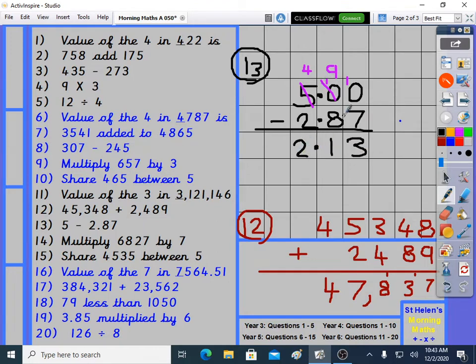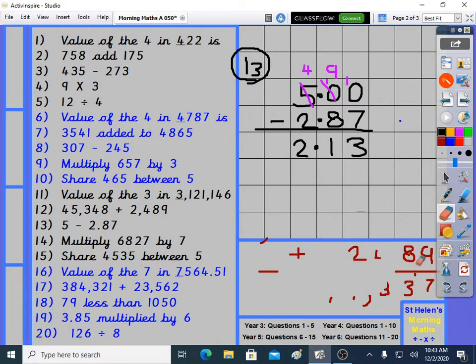Some people think 5 is smaller than 2.87, but 5 is bigger than 2.87, so it goes on the top. 5 take away 2 and a bit is 2 and a bit. That makes sense. And number bonds check: 87 and 13 go to make 100. So 87 hundredths and 13 hundredths make 100 hundredths. So it makes sense. Question 14.